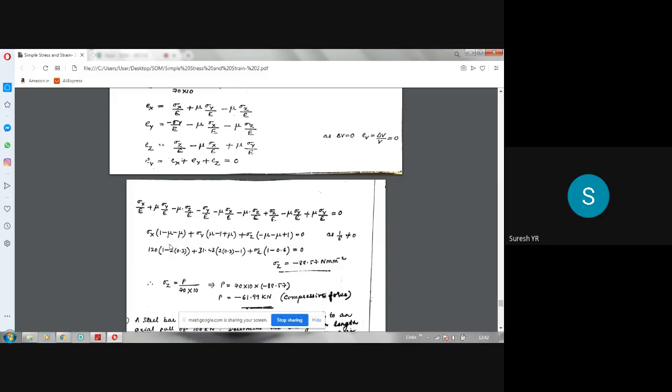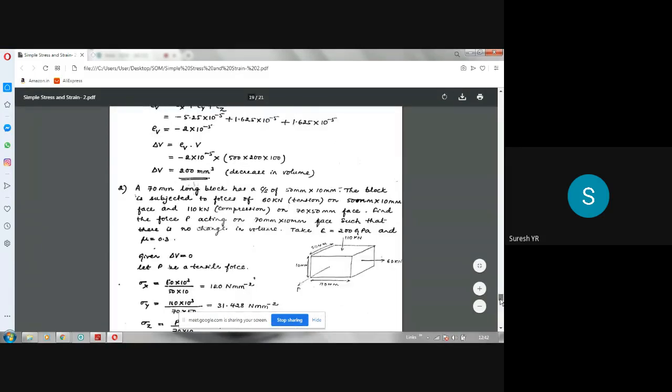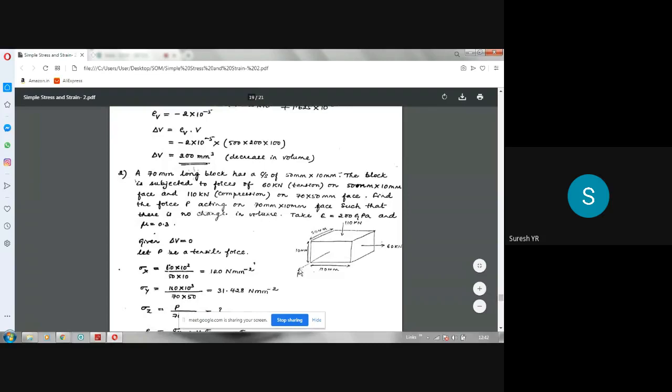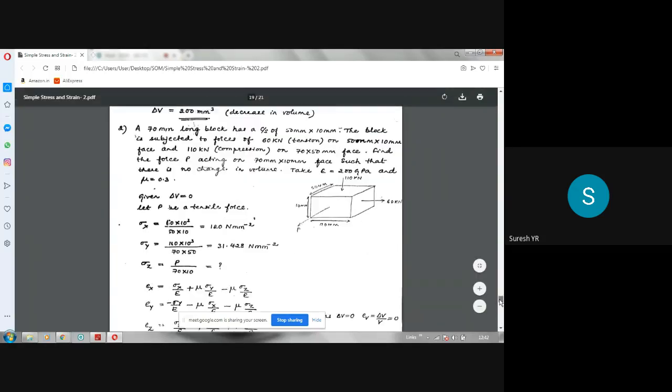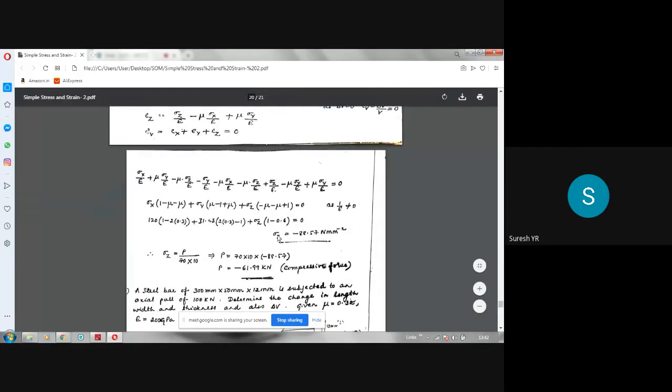Substitute the value of mu here, and the values of sigma x and sigma y also. Sigma z is the only unknown here, so you can find it out. You get a negative value. What is the meaning of that? Since sigma z is a negative value, it is compressive stress. But we assumed sigma z initially as positive, tensile, because we don't know the nature of that stress in the z direction, whether P is a tensile force or a compressive force. Assuming P as tensile, we have got a negative value for sigma z. That means the stress in the z direction is negative, so it is compressive stress.